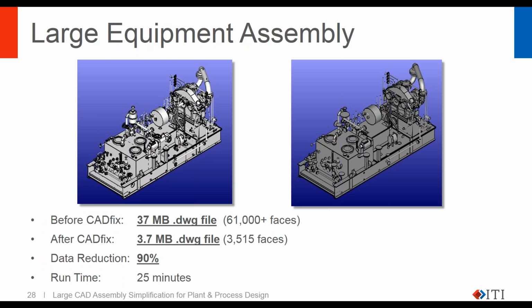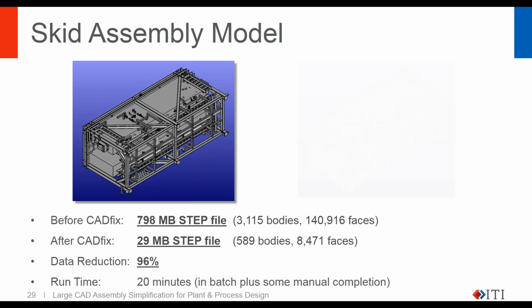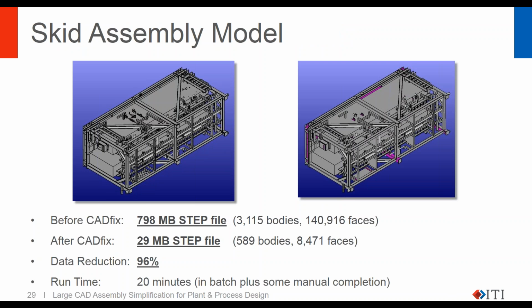Another example, going from 37 meg down to 3.7, a 90% reduction in 25 minutes of a large skid assembly, a large equipment assembly. Here's some equipment on a skid. This was one I showed on the schematics earlier of the process flow. This went from a 798 megabyte step file to a 29 megabyte step file. Over 3,000 solid bodies down to 589. Quite a massive change in 20 minutes automatic running with some manual completion.